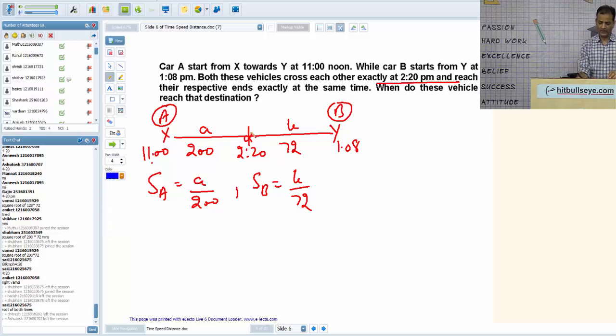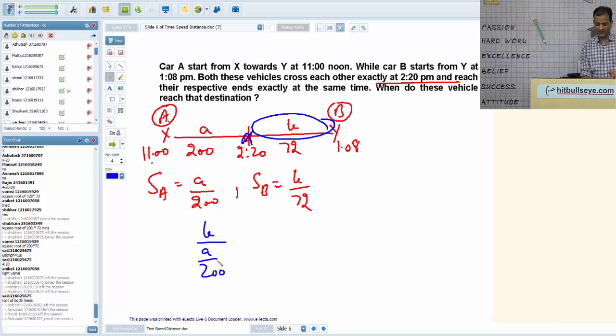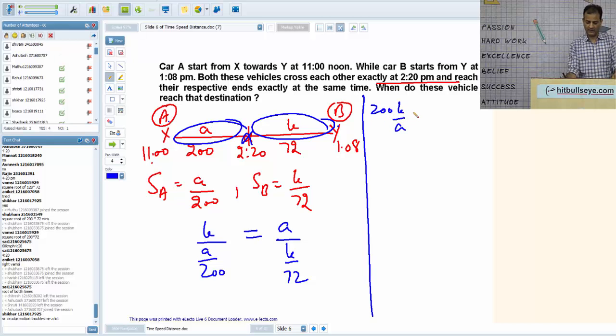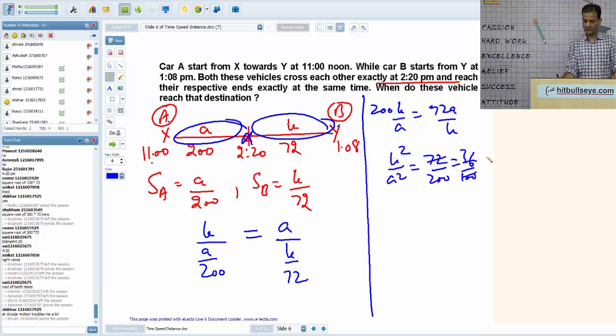After this point, when they are meeting at this point, car A has to cover the distance B with the speed of A upon 200. Distance upon speed is time. In this time, car B has to cover distance A with the speed of B by 72. When you solve this, friends, it will be 200 B upon A is equal to 72 A upon B, which is B square by A square equal to 72 upon 200, which will be 36 upon 100, which is 6 by 10, or you can say 3 by 5. This is the value of B by A.